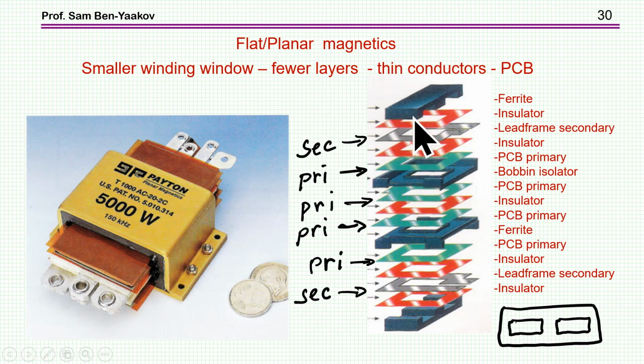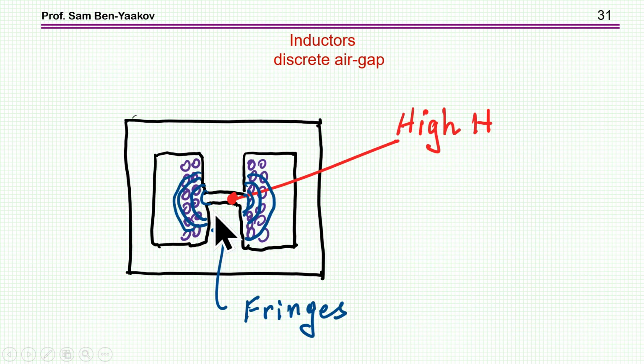So this will be then the shape of the ferrite, and then all is compressed into something of this nature. So this is another way to go to reduce proximity losses. Now I'm coming to the case of inductors. The theory is basically the same, except that we now have some more complication. And that is that if we have an air gap, then around the gap, we're going to have fringes.